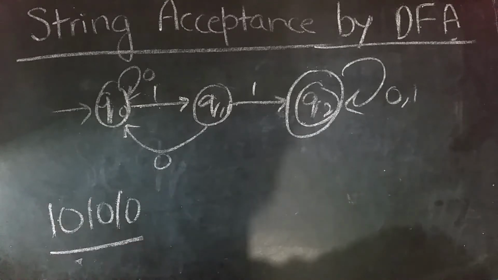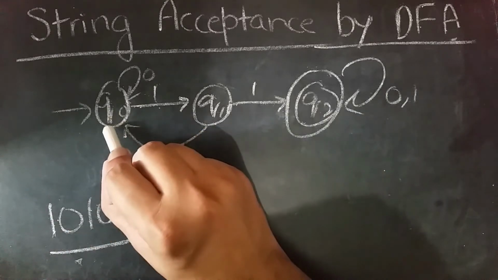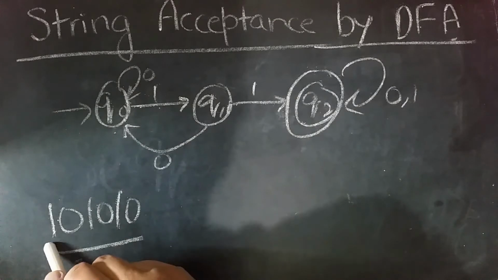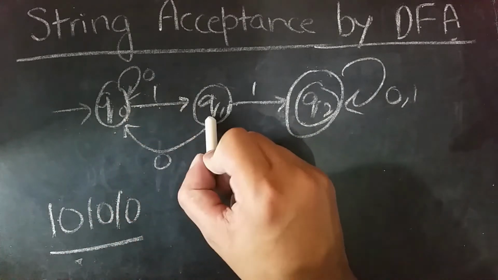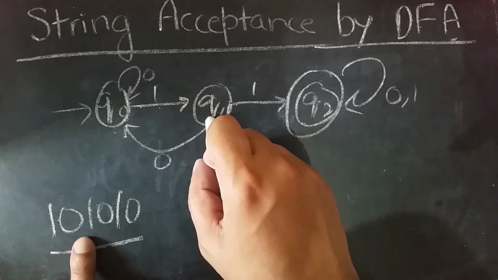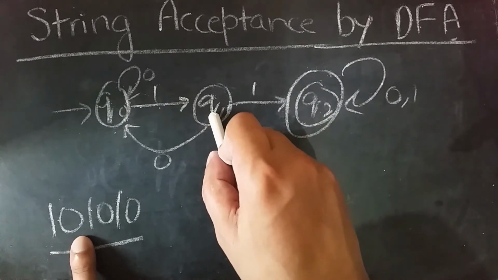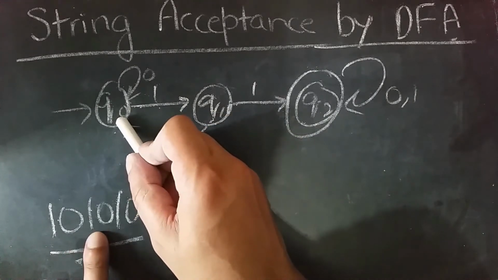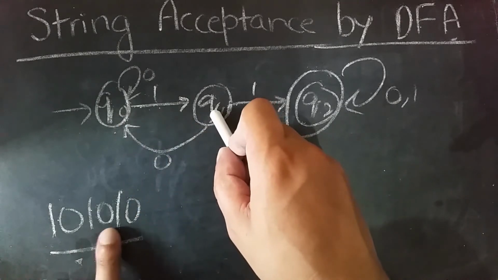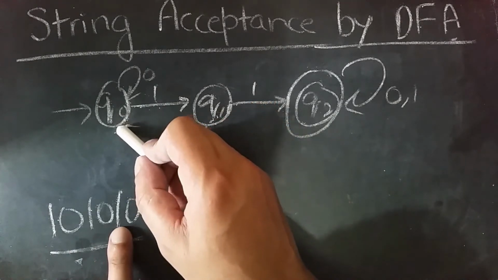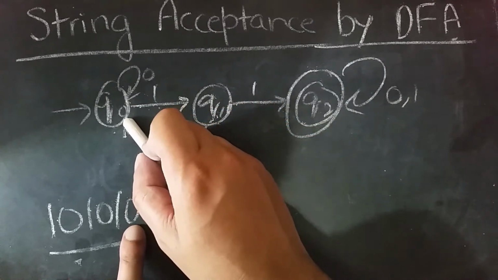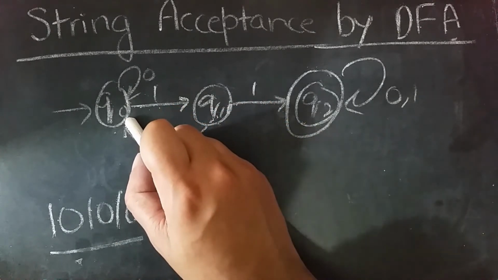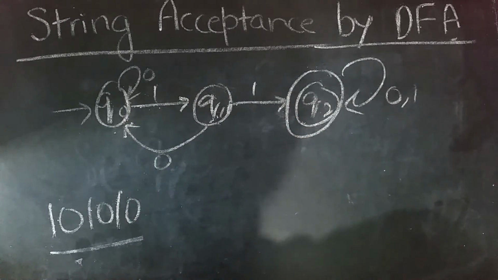We can use the transition diagram, so first we start with the initial state. If the input is 1, then we go to Q1, then the next input is 0, on 0 we go to Q0, then 1, we reach Q1 again, then 0, we go to Q0, then 1, we reach Q1, and then 0, reach Q0. Since we did not reach the final state, the string is not accepted.